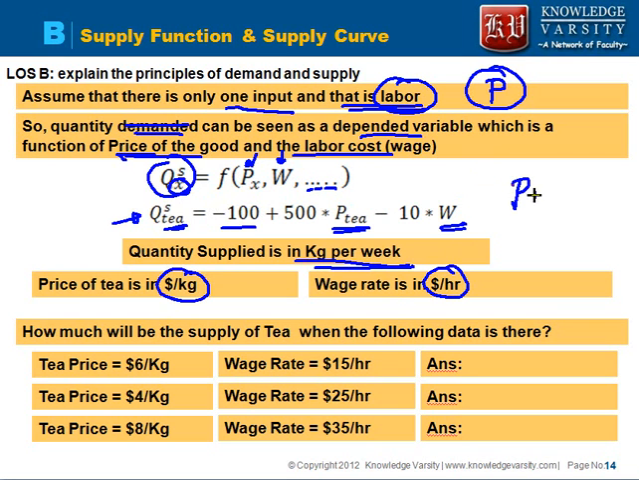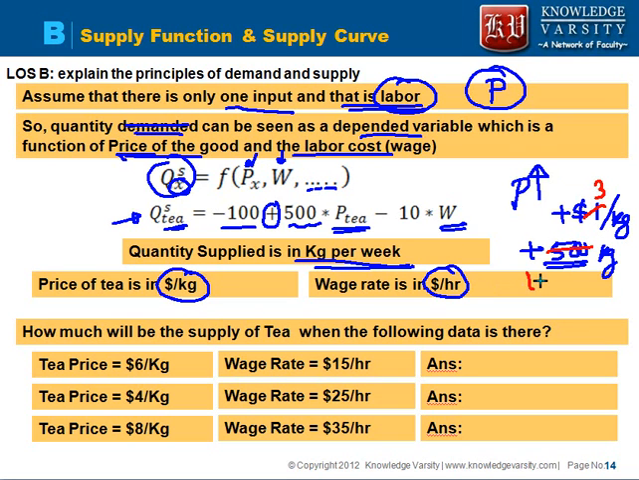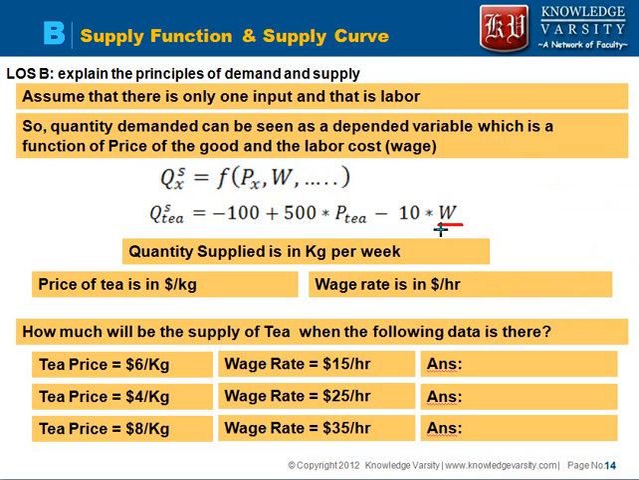Now think about it. When the price of tea increases, what will happen? This is a positive effect. If the price of tea increases by $1 per kg, the supplier will supply an additional 500 kg, because the coefficient of the price of tea is 500. If it increases by $3 per kg, then the supplier will supply 1500 kg more.